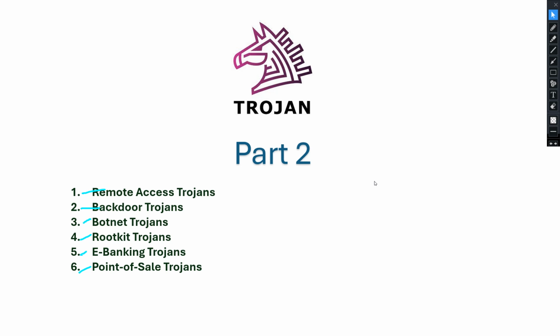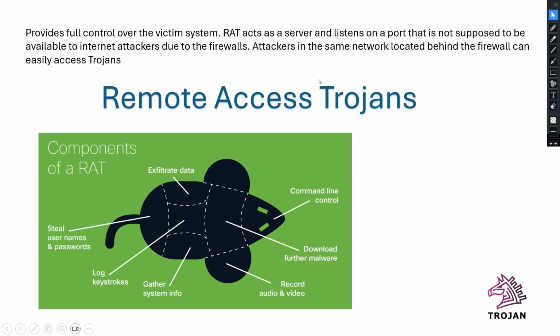Let's start with remote access Trojans. So, remote access Trojans basically provide full control of the victim system, right? And it acts as a server and listens on a port that is not supposed to be available to internet attackers due to the firewall. Attackers in the same network located behind the firewall can easily access Trojans.